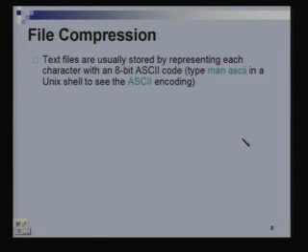So, what is file compression? Text is usually stored as bits in your computer. What is typically done is that for each character you have what is called an ASCII code. If you were to go into a Unix shell and type man ASCII, that will give you the ASCII code for all the various characters. The ASCII code is an 8-bit code, which means that every character is stored as 8 bits.